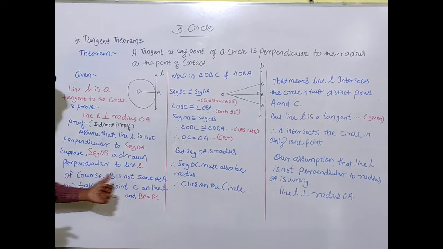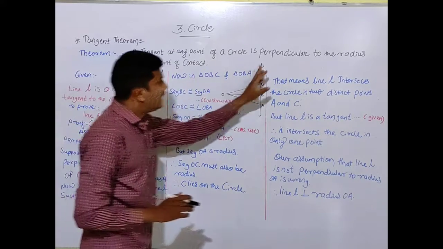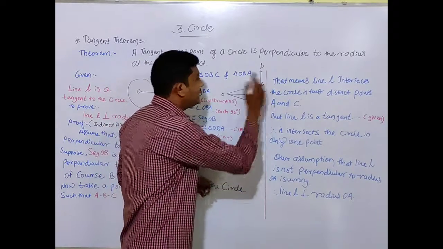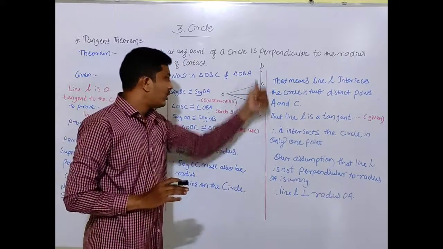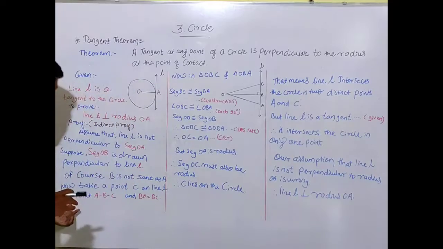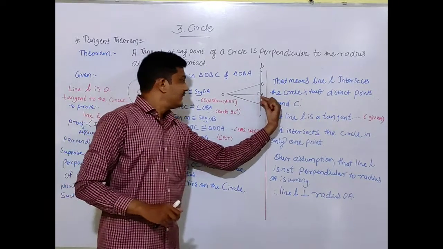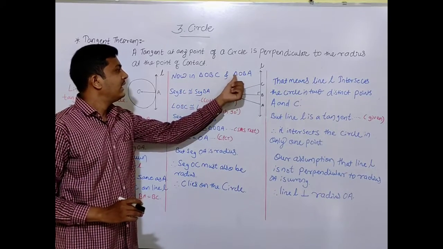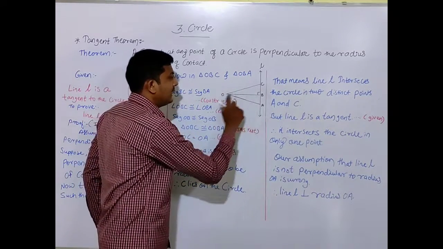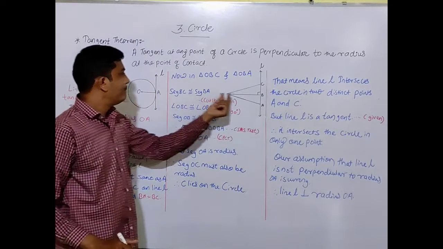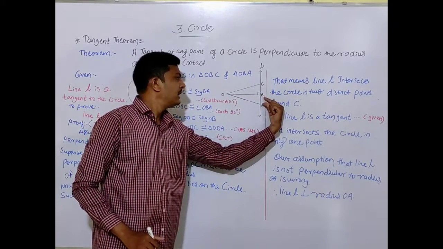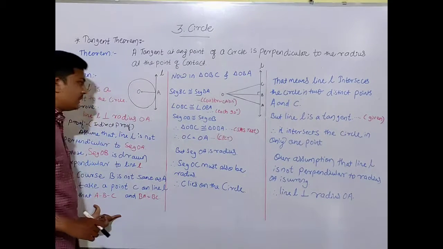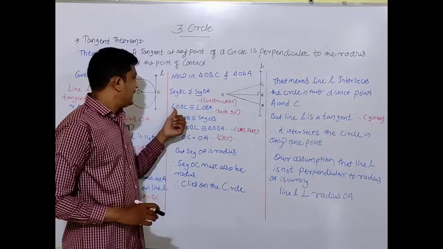Now take a point C on the same line L such that A, B, C are collinear, that is, they are on the same line, and the distance AB equals BC. Now in triangles OBC and OBA, segment BC is congruent to segment BA. The reason is the construction.